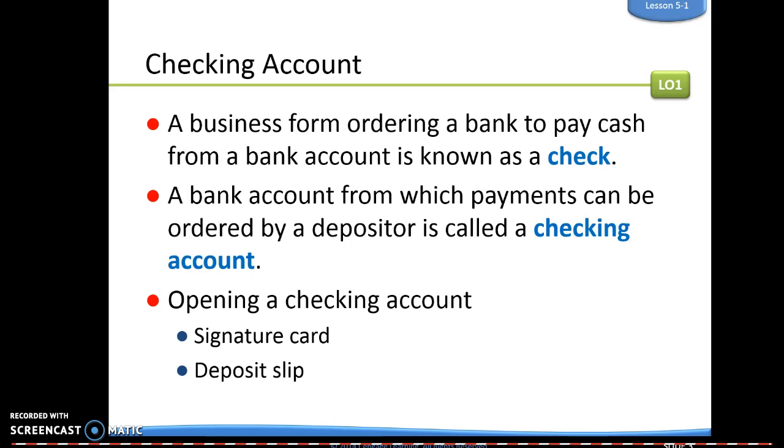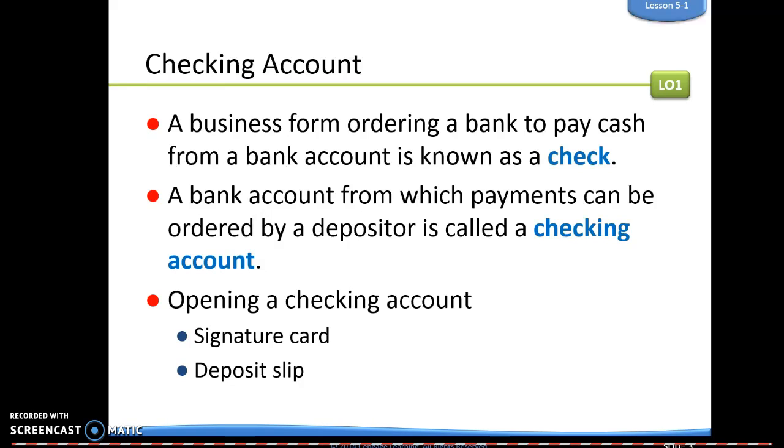Checks are a business form used for paying cash from a bank account. So what happens is a business will write a check, and that check then tells a bank that they need to transfer the money from the person writing the check to the person that received the check. And that comes from a checking account, which is really the bank account which those payments just come from.